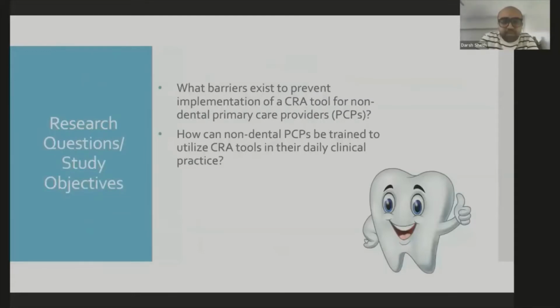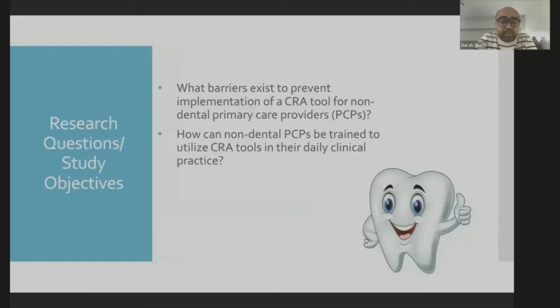So for my project, I had two main questions. What barriers exist to prevent an implementation of a caries risk assessment tool for non-dental primary care providers? And ultimately, how can these non-dental primary care providers be trained to utilize this tool in their daily clinical practice?